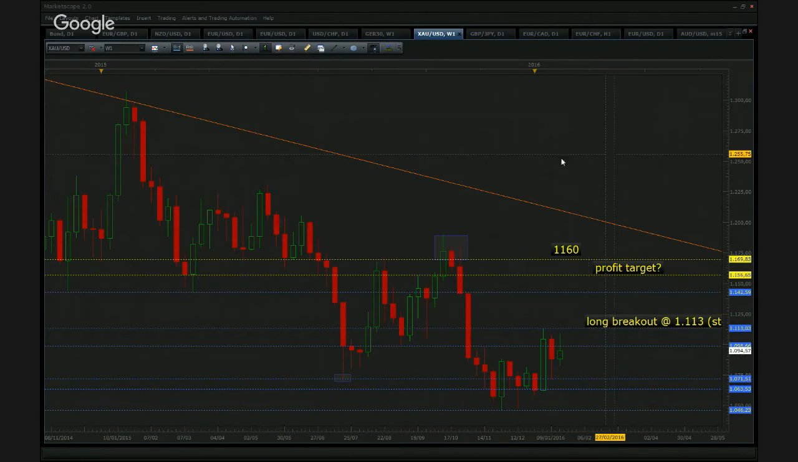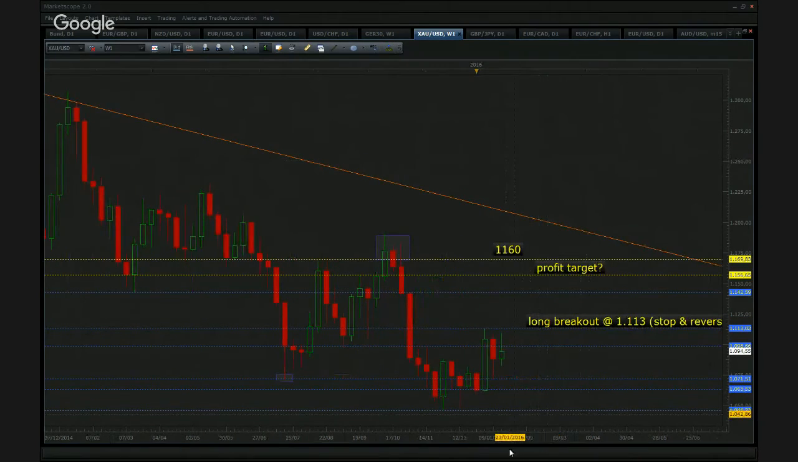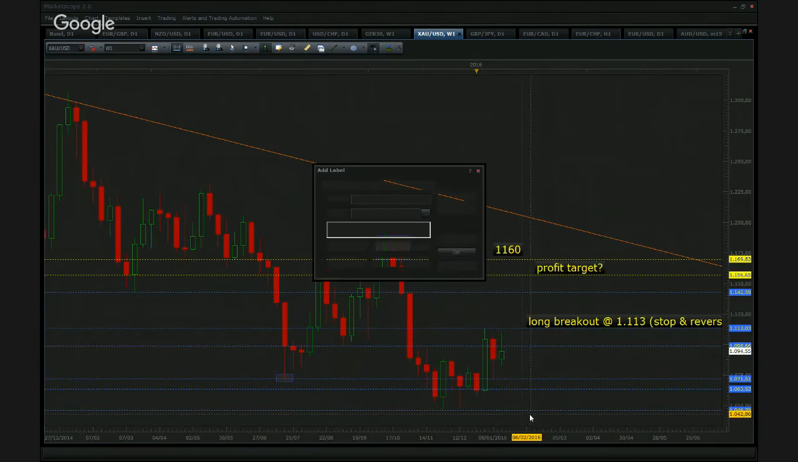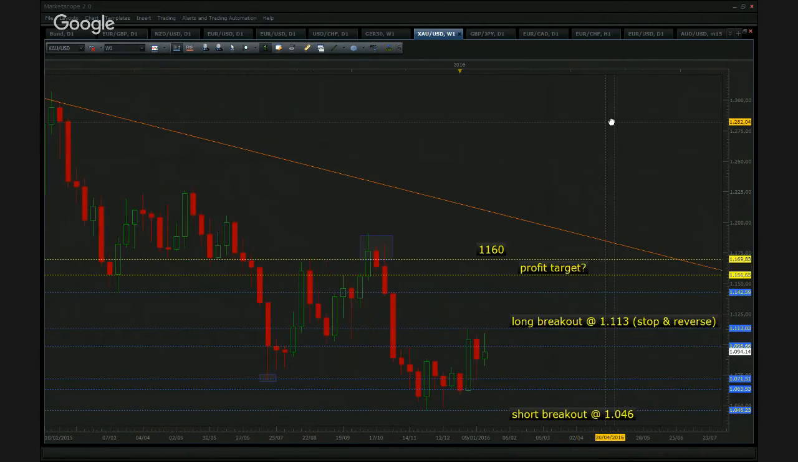And I will do a short breakout below 1046. I will not do a stop and reverse here because the trend is to the downside. Okay, this is gold, and the profit target for the long here is around these two yellow lines, or at least trail your stop, because we don't know if this is gonna break to the upside or just reverse like it has done the last time. Okay. Any questions on gold? If not, I'm gonna continue.